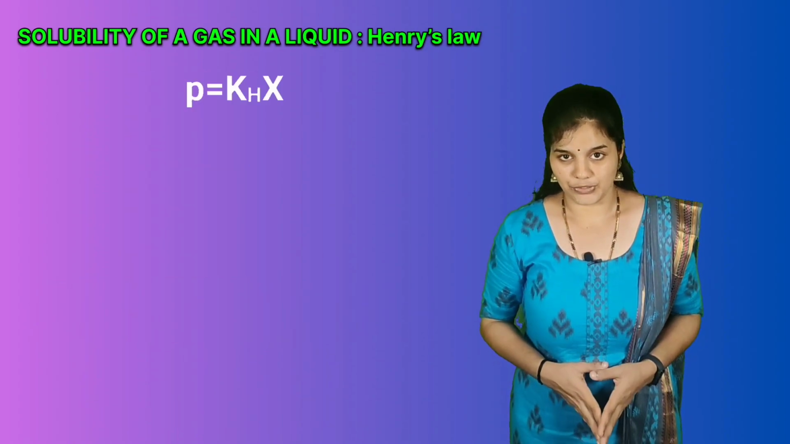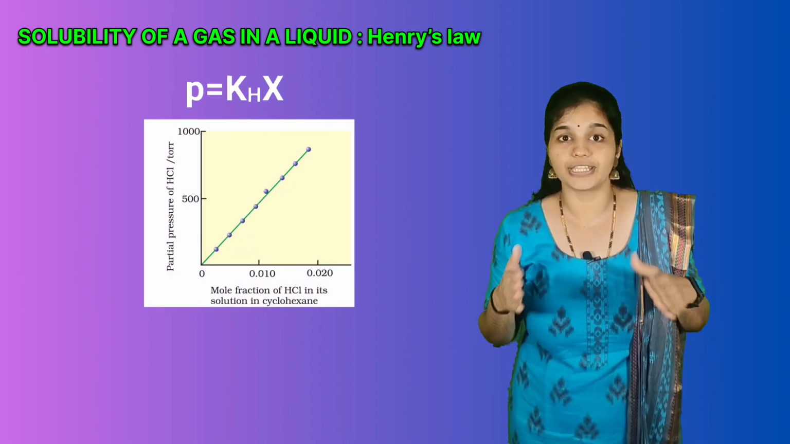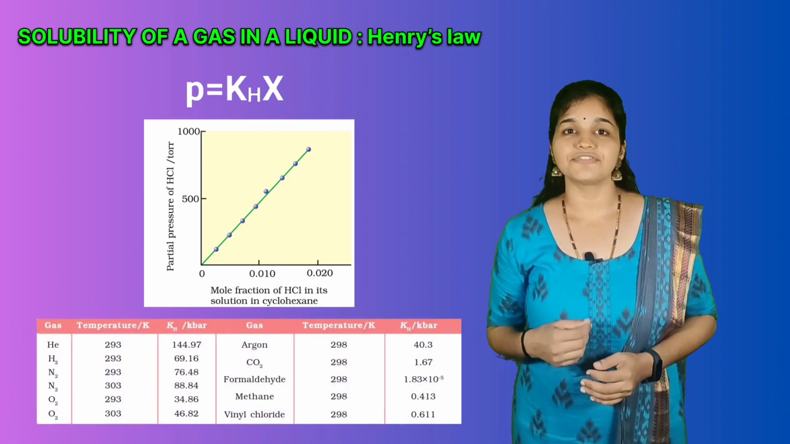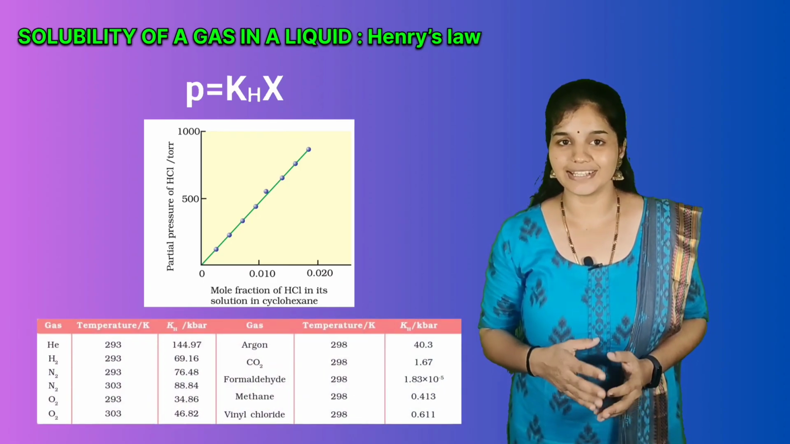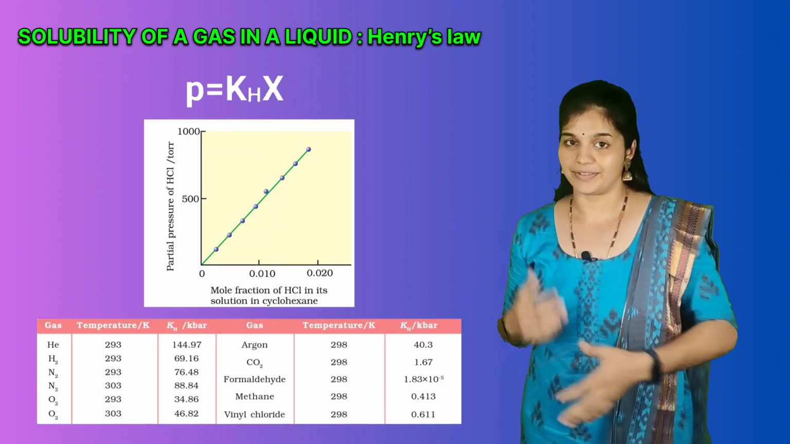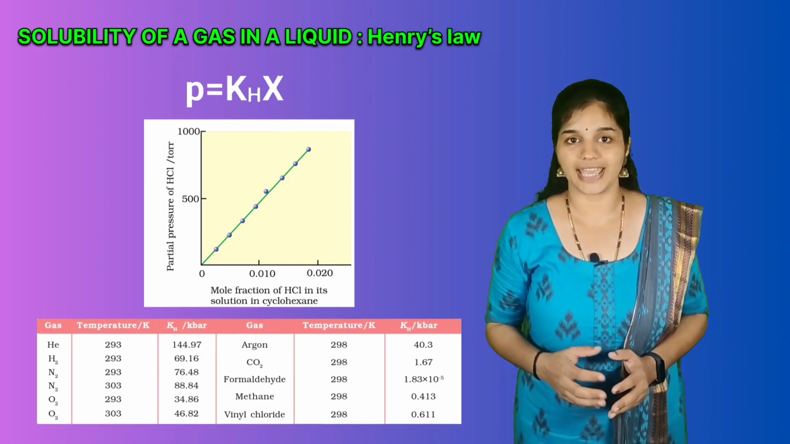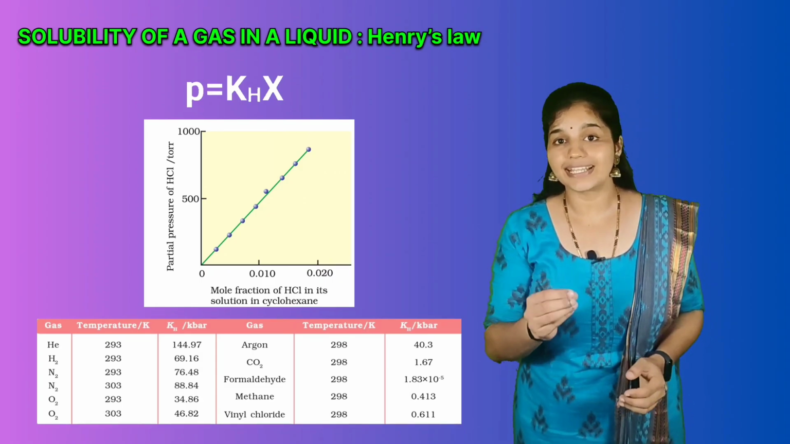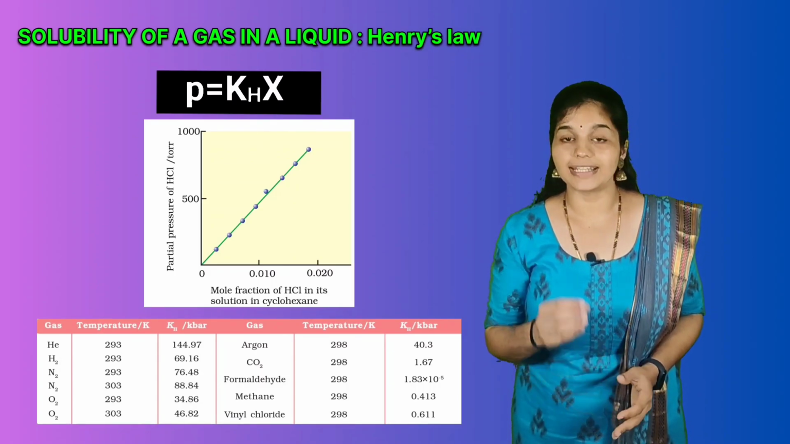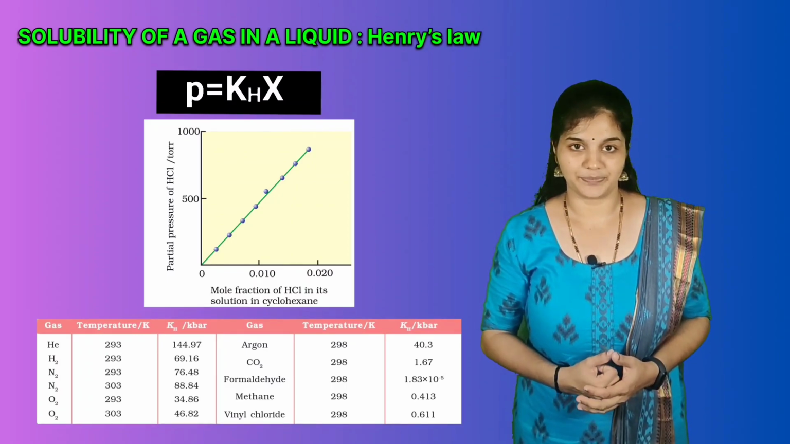According to this mathematical equation, when we plot a graph of partial pressure of the gas versus mole fraction of the gas in a solution, we should get a straight line passing through the origin. Different gases have different values of Henry's law constant at the same temperature. You can check out these values from the table here. This table tells us that Henry's law constant is a function of the nature of the gas. And from the mathematical expression of Henry's law, we can say that the higher the value of Henry's law constant at a given pressure, the lower is the solubility of the gas in that particular liquid.